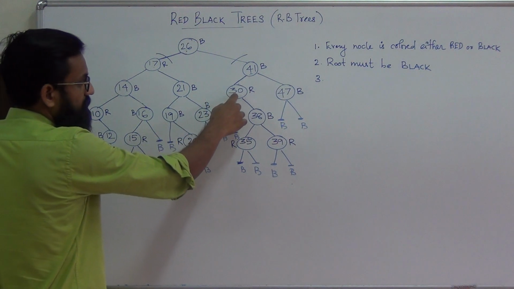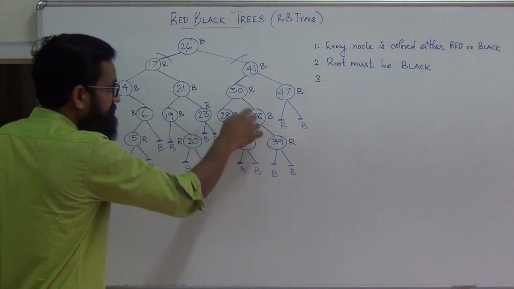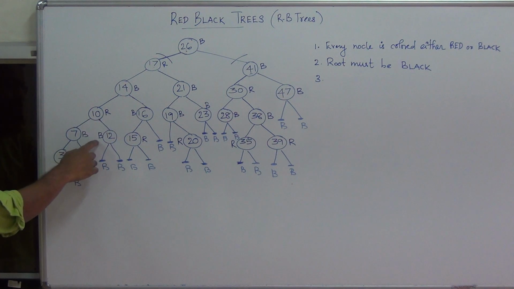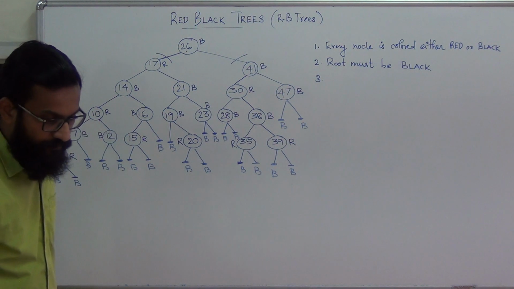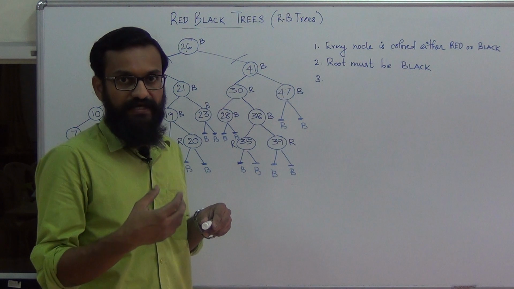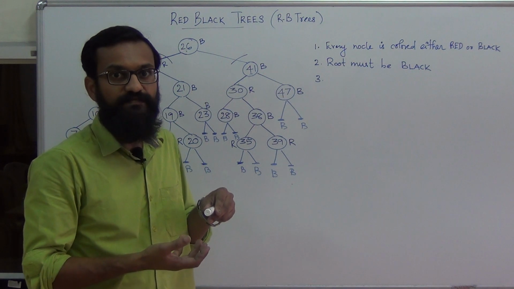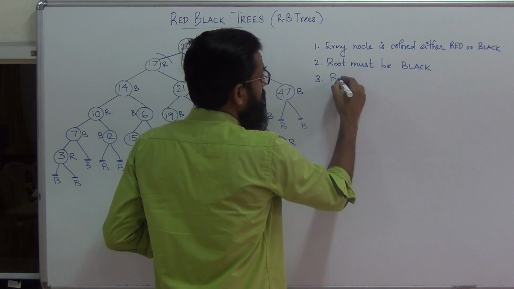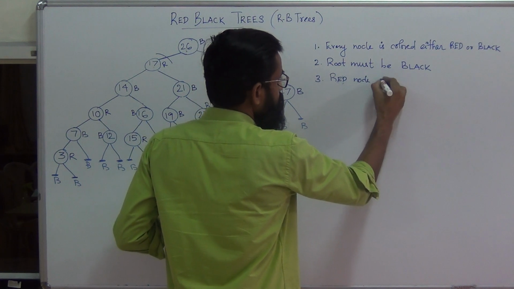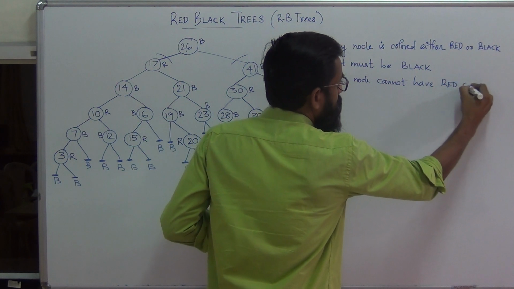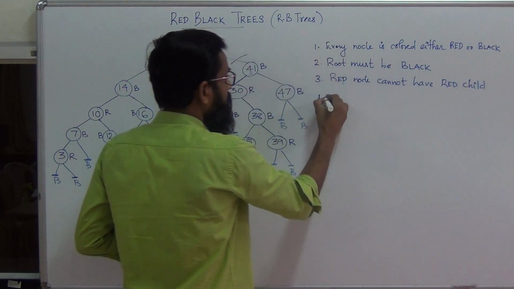Then you can consider all the red nodes in this particular tree. If I take 30, it is colored red, and both its children are black. Then you can take 17, which is red, and both its children are black. If I take 10, the color is red, and both its children are black. This indicates that a red node cannot have a red child. If I take a red node and it is not a leaf node, then its children must be black in color. So a red node cannot have a red child. That's the third property.